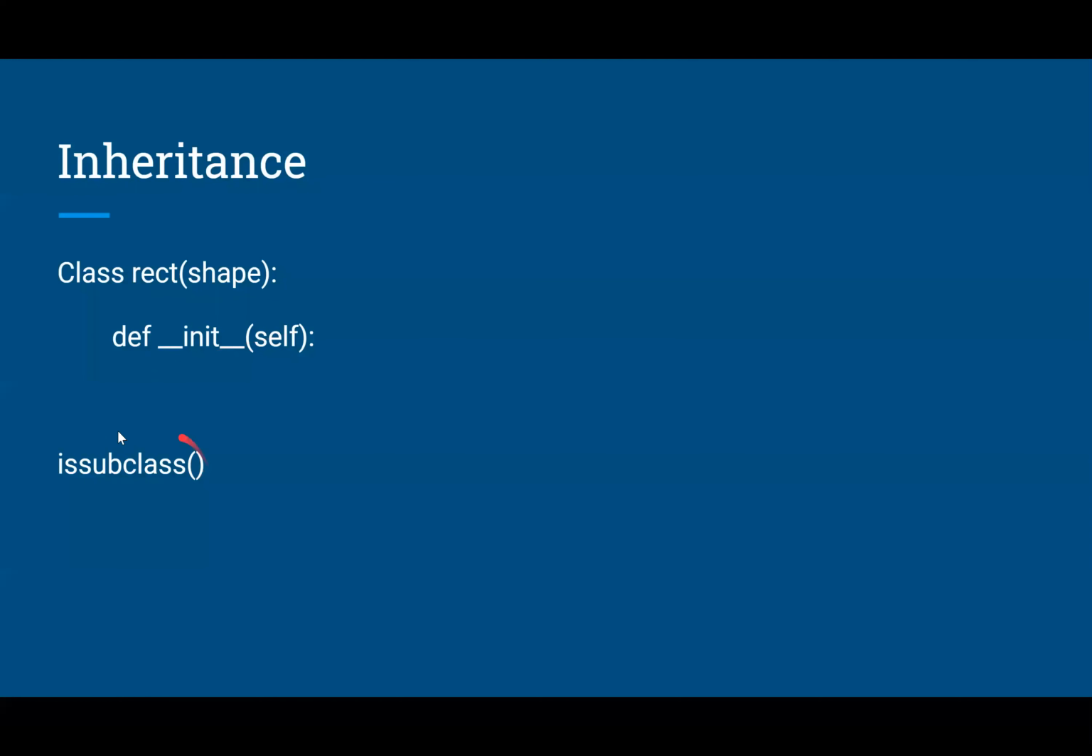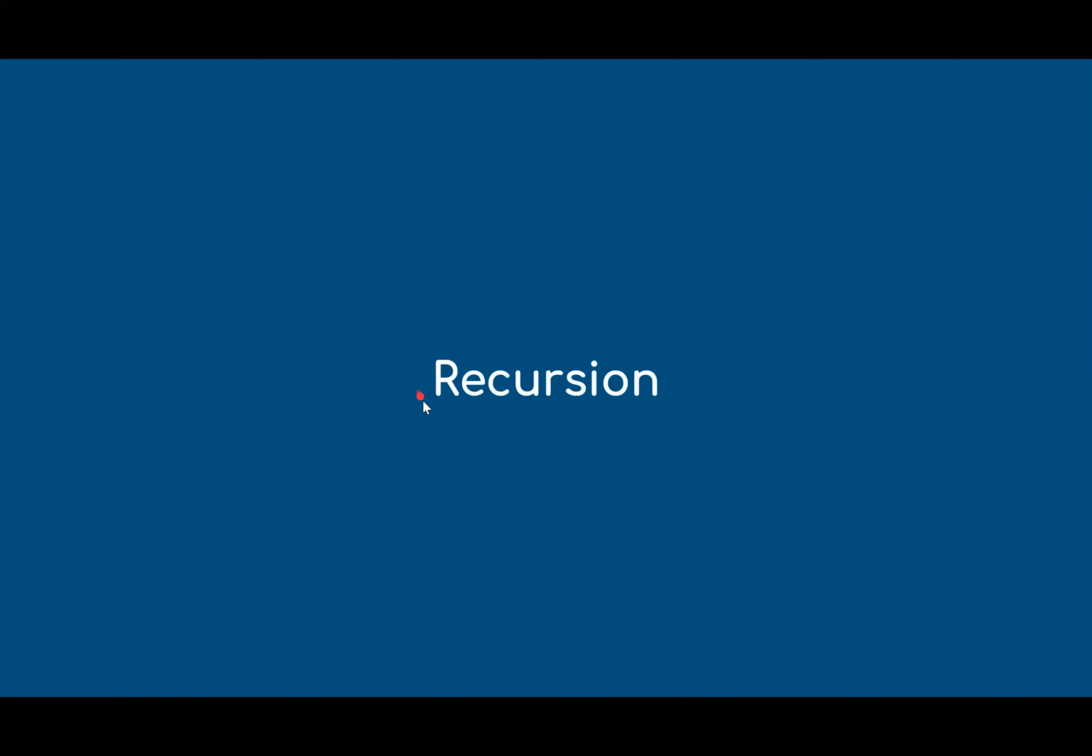There's also a way of checking for inheritance, a method called is subclass, but for the sake of time, we're not going to go into that right now. So that was some continuation from last class. Now let's get into our first step of advanced programming, which is called recursion.